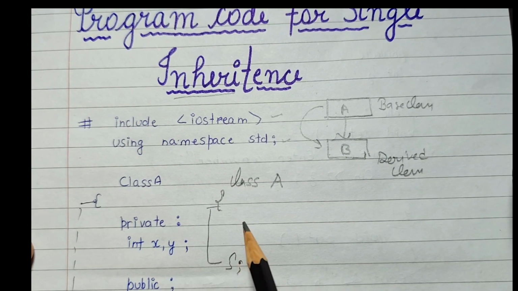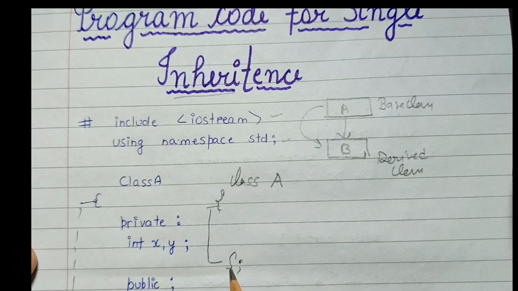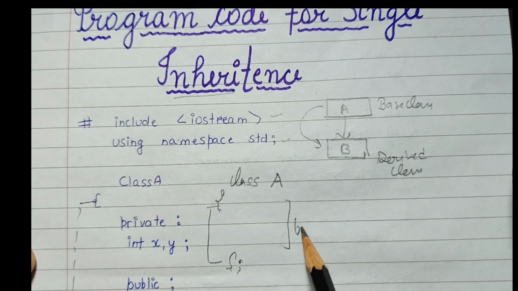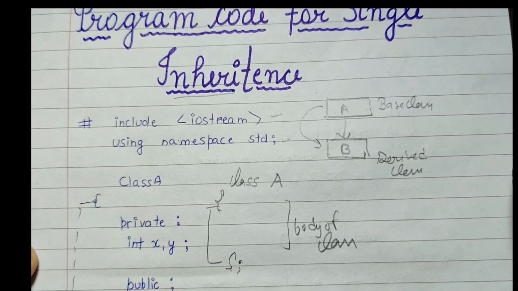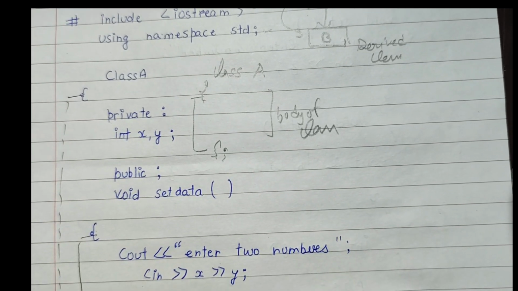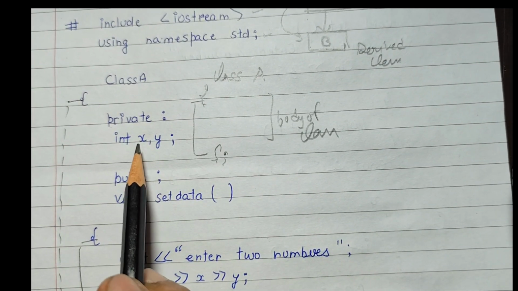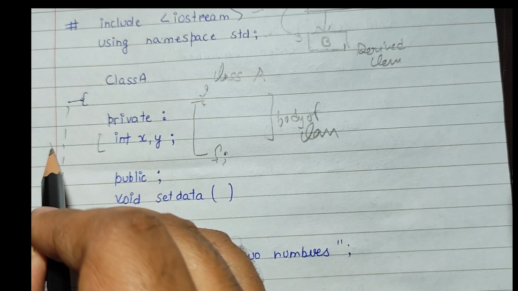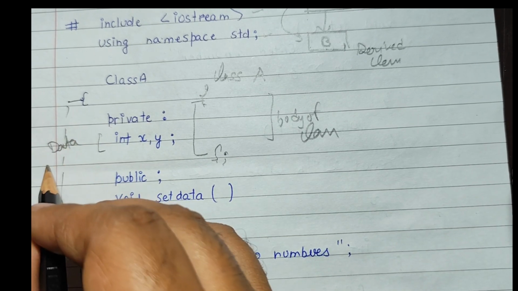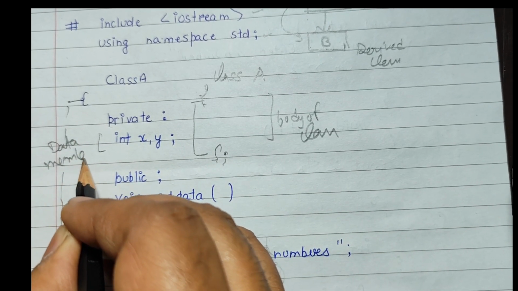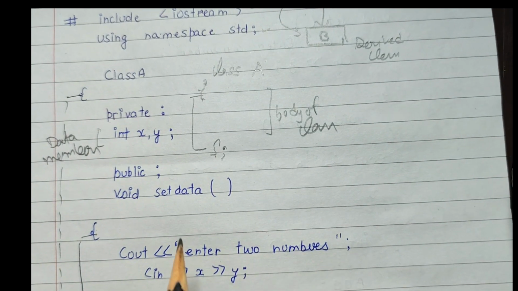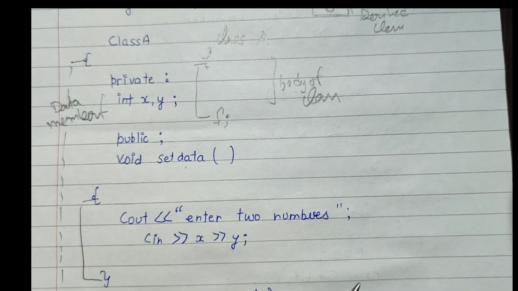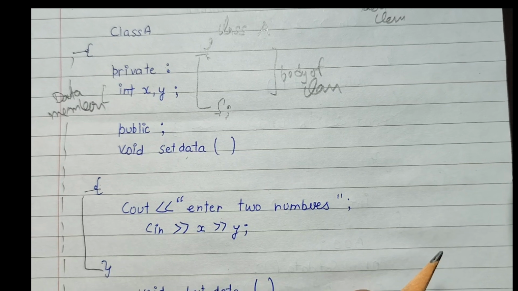Class is terminated by semicolon, and the space between the open curly braces and closed curly braces is called the body of the class. Now class has two things. One is data member, second one is member function. So x and y are the data members, and set data and put data, they are the member functions.